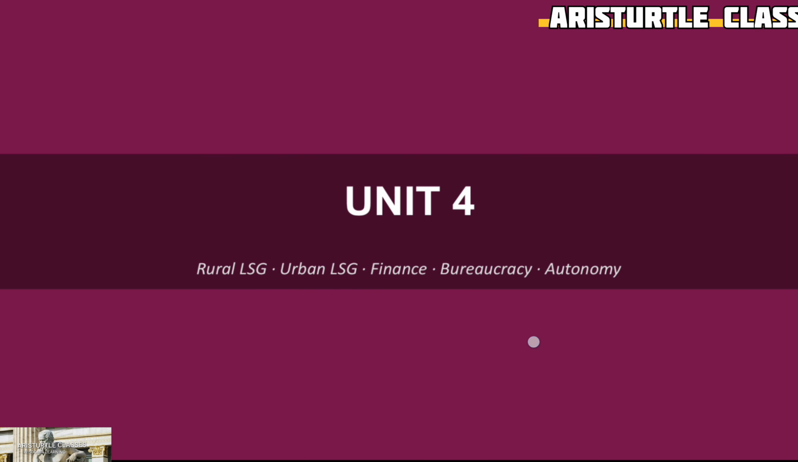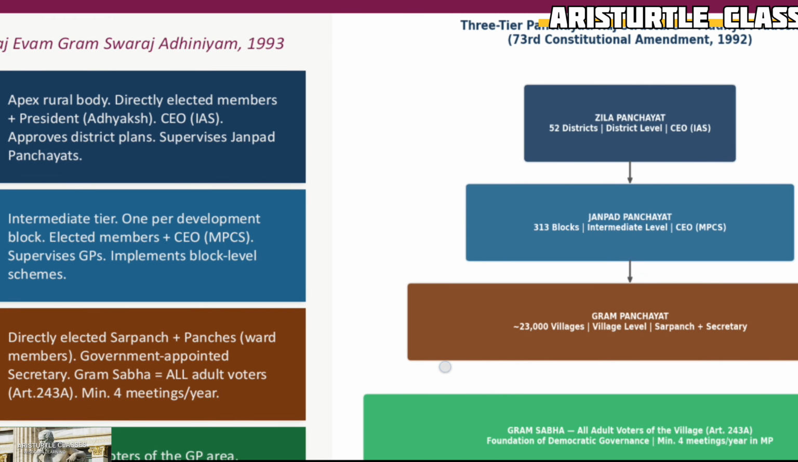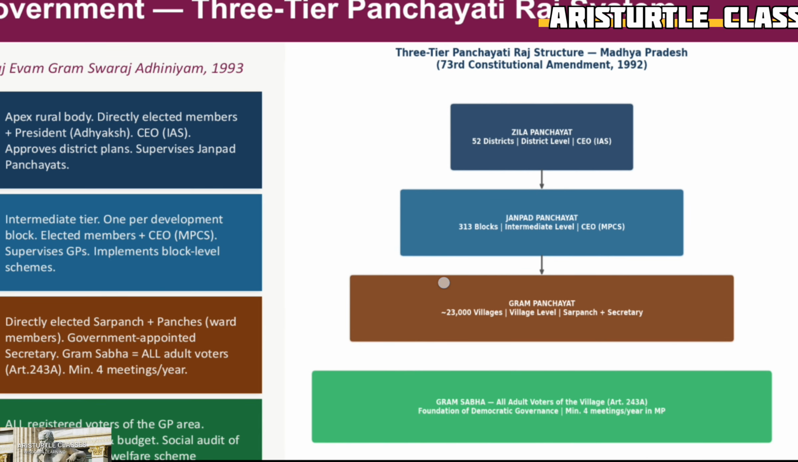In Unit 4, we are going to discuss local self-government on rural level and on urban level. So the Balwant Rai Mehta Committee has suggested a three-tier Panchayati Raj structure, which is this. At the very grassroots level, we should have Gram Sabha. Then on the block level, we should have Janpat Panchayat, and at the top, we have Jila Panchayat.